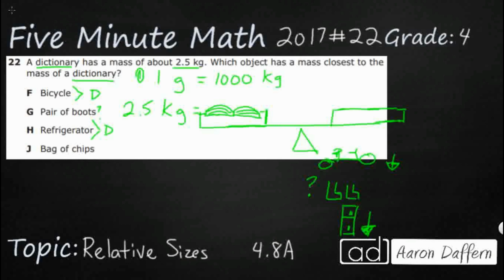And then maybe the bag of chips, unless it's a really huge bag of chips. I'm thinking that if you actually put this bag of chips in here, even if it's one of the big Doritos bags or whatever, it's not going to have as much mass, and it would actually be a little bit lighter. I would think that the dictionary would have more mass. So that is going to actually be less than my dictionary. So really, it seems like our best answer is going to be G, that pair of boots, because all the others are just way too large, or the bag of chips way too small.